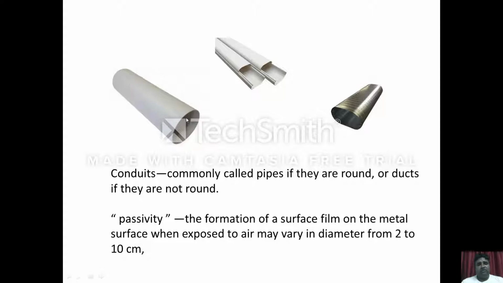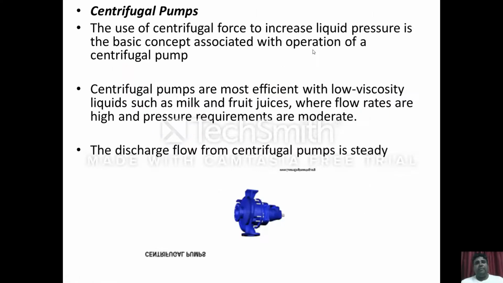Why we use stainless steel, everybody knows, because stainless steel offers corrosion resistance, and this corrosion resistance comes from a particular property known as passivity. Passivity is simply the ability of a material to form a layer when it is exposed to the environment or to the air. It forms a layer, and that layer protects it from corrosion. So that's all about pipe.